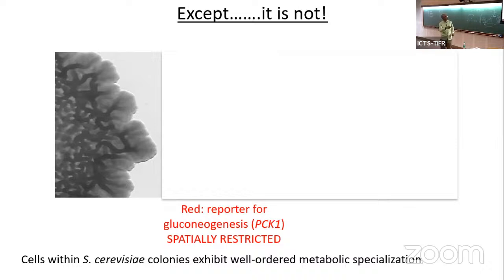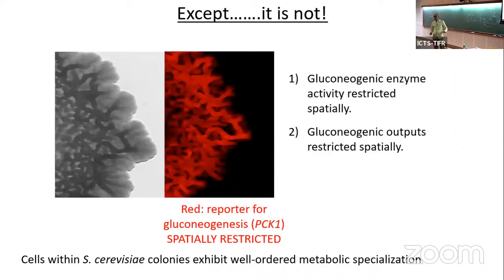And so the assumption is you'll have gluconeogenesis everywhere, but this is what we saw. All these dark cells were very, very highly gluconeogenic. All these other cells over here had very low gluconeogenic activity.